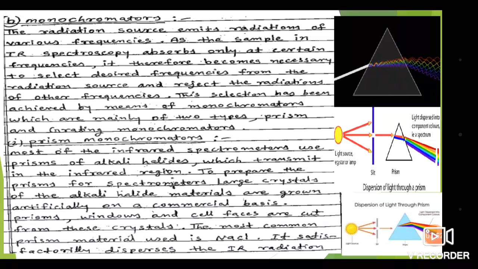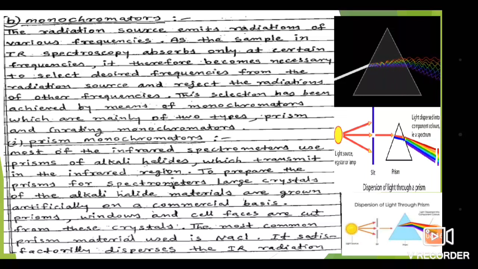So the transmittance is inversely proportional to the absorption. So alkali halides transmit in the infrared region, which means it disperses the light in the infrared region.